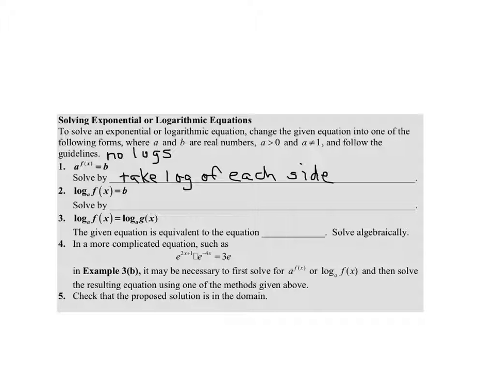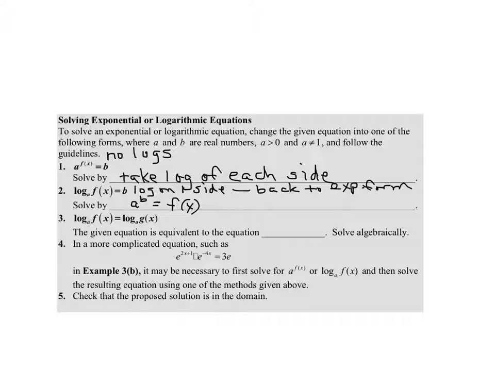Now, the second type of problem is where I see a log on one side. And if there's a log on one side, then we go back to exponential form. So here's what this looks like symbolically. If we were to take log base a of f of x equals b, it means a raised to the b power would equal f of x. So we're going to go back to exponential form. And I'll write that a raised to the b power would equal f of x, just so you can see what I mean by that.